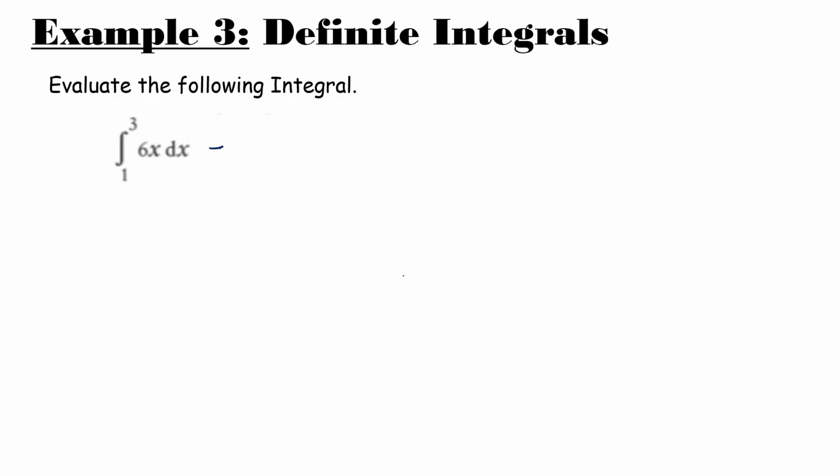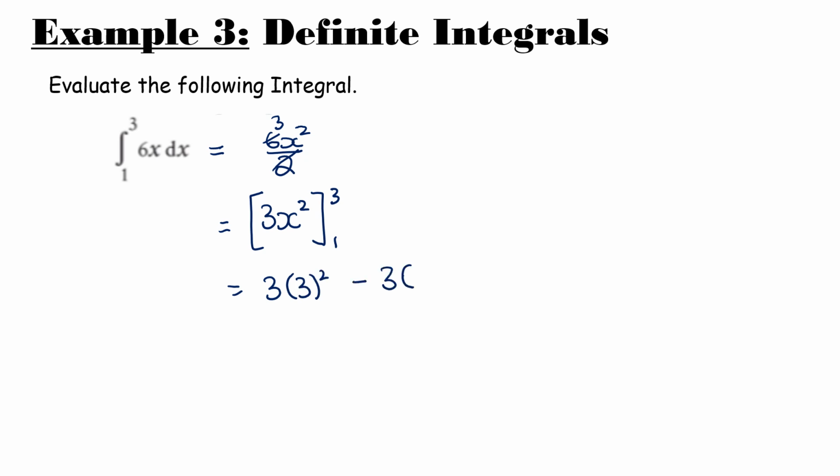So let's look at example 3. It's another definite integral question. The first thing we're going to do is integrate. So that's 6x squared divided by 2. We can divide that in and tidy that up a bit, which gives us 3x squared. And we want to evaluate that between 3 and 1. So that gives me 3 times 3 squared minus 3 times 1 squared.